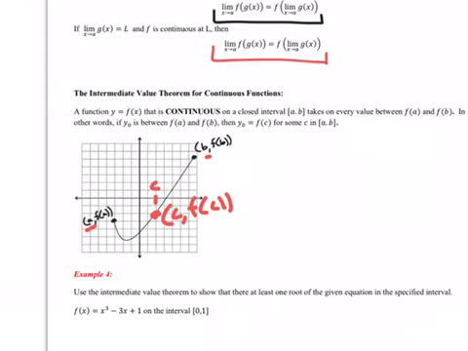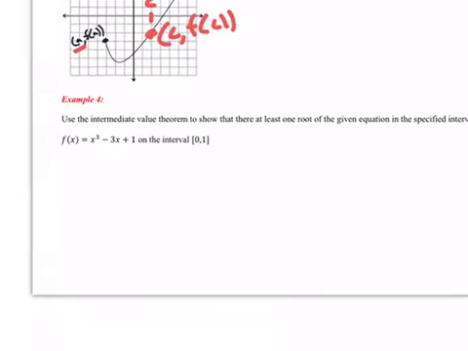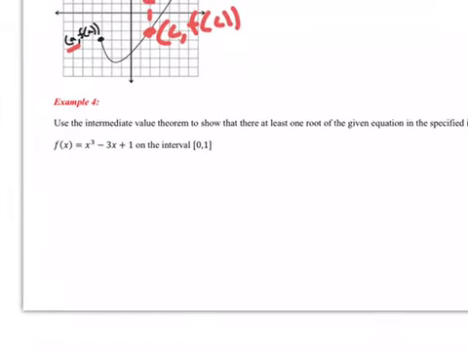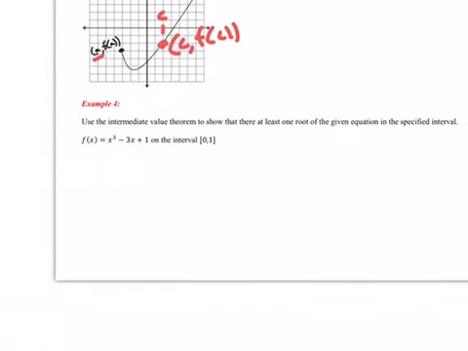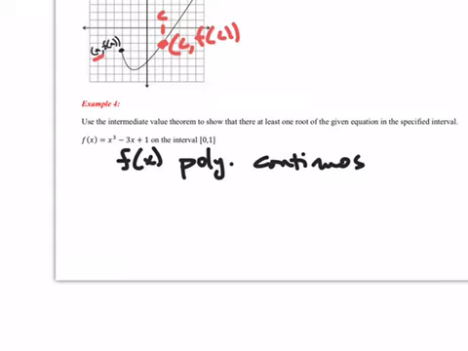So let's use the intermediate value theorem here in a practical application. Use the intermediate value theorem to show that there is at least one root. What does that mean? That means that one value, one output, where y equals 0 of the given equation in the specified interval. Okay, so first of all, we have to show that it's continuous. And because f of x is a polynomial, we know it's continuous. Okay, so we got to check that off our list.